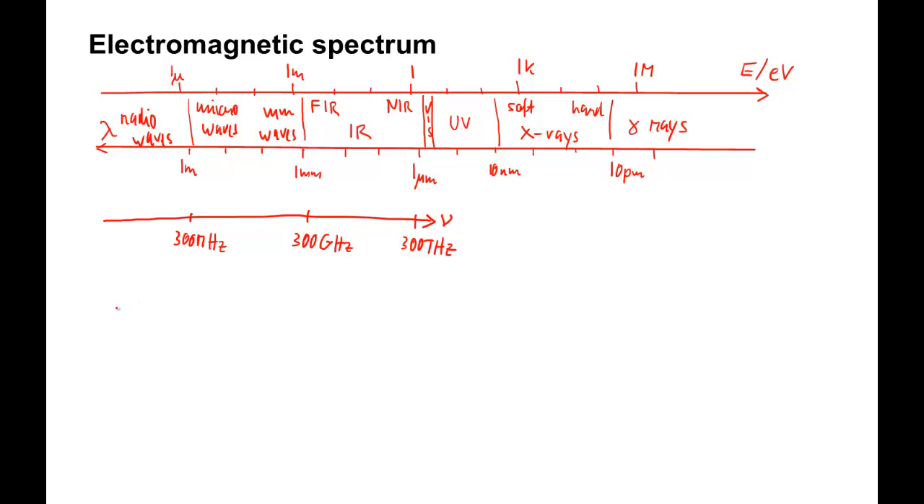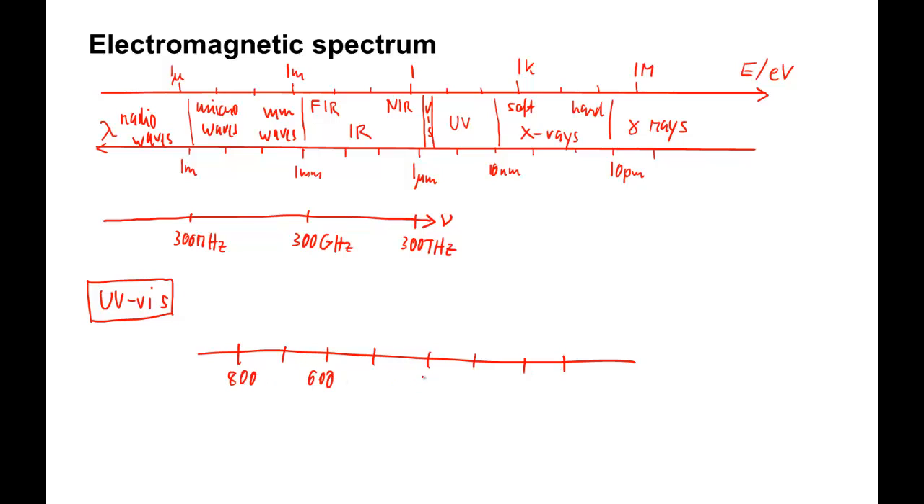Let's zoom in on the UV and visible range, UV-vis. Here is an axis for both wavelengths and energies. The wavelengths are a few hundred nanometers. We go from about 800 to 200 or 100. The corresponding energies are 1.5 eV for 800 nanometers, 2.1 eV for 600 nanometers, 3.1 eV for 400 nanometers, and 6.2 eV for 200 nanometers.